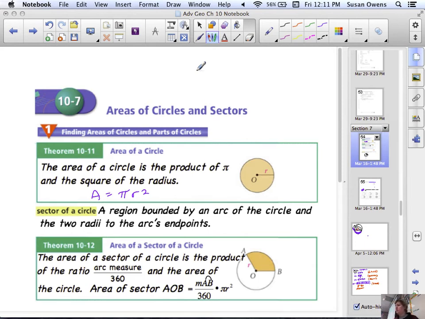Today's video is for Advanced Geometry Chapter 10, Section 7, Areas of Circles and Sectors. So the first thing we start out with is the area formula of a circle. The area of a circle is pi times the radius squared.